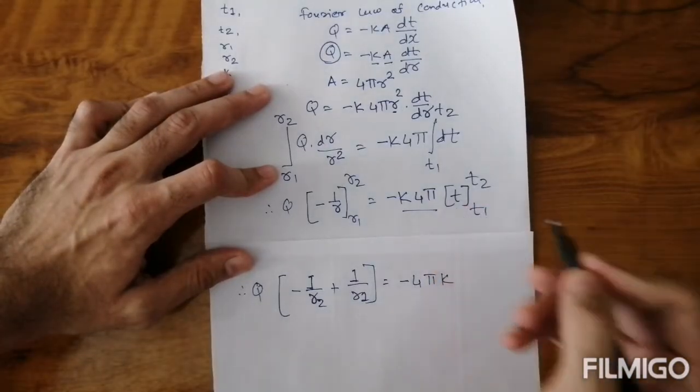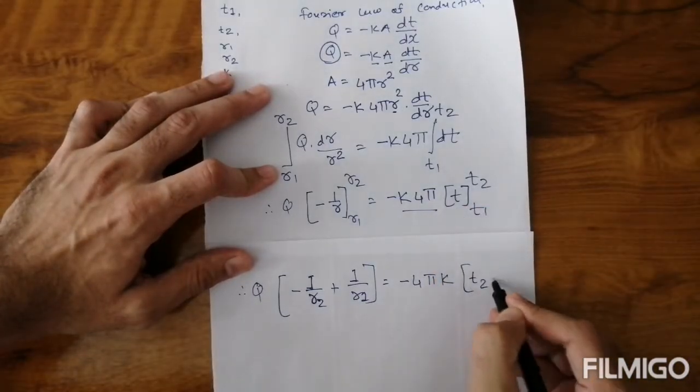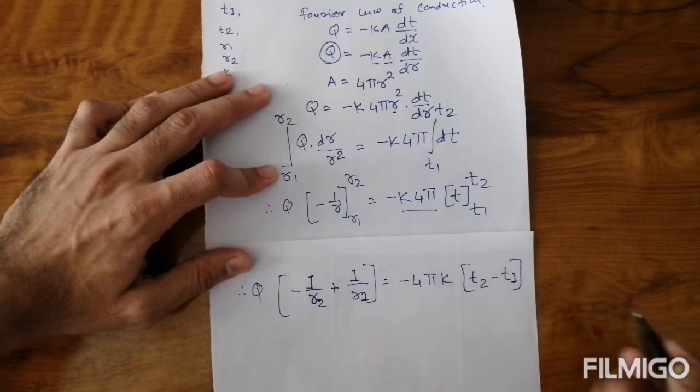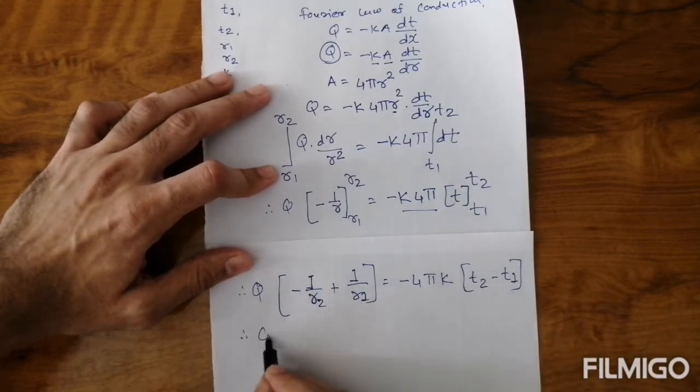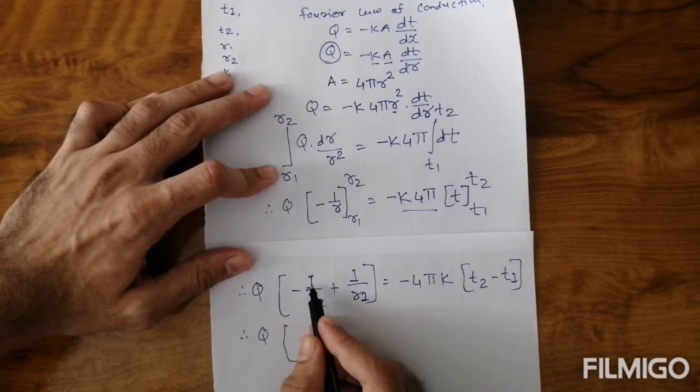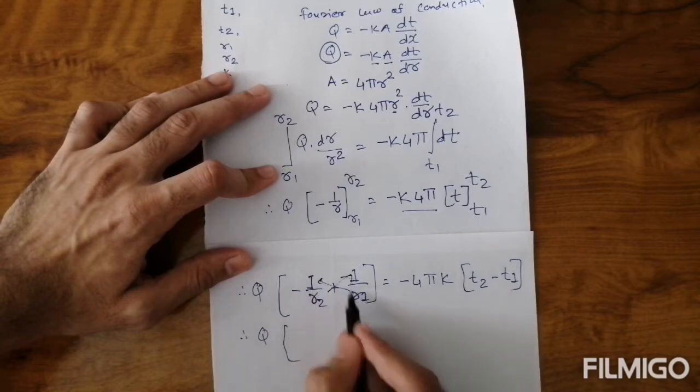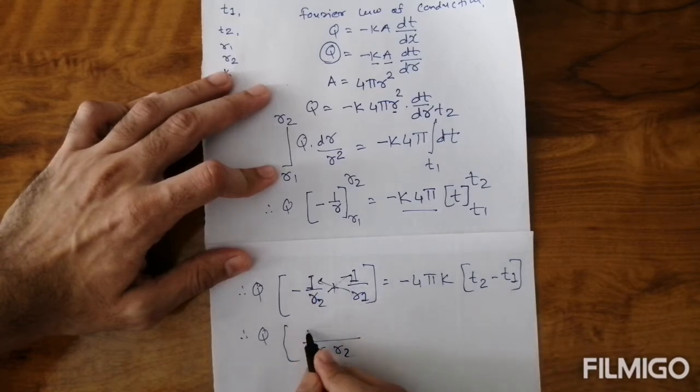Now consider the temperature, so it will be T2 minus T1. Okay, we can also write here, Q side, R1 will be considered this side, R2 will be considered this side. So the denominator will be R1 into R2 and it will be R2 minus R1.